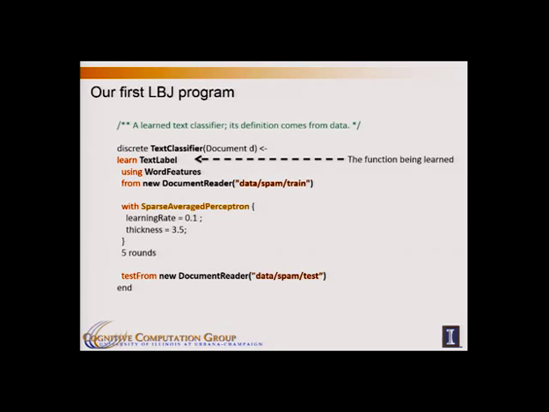We need to define the features, as I say, and then we also need to implement this document reader, so then we can read the data. Later I'm going to show you how to implement these things. And then LBJava has 7 or 8 different kinds of classifiers. So if you want to change the classifier, you can just easily change it here. For example, you can change this to use naive Bayes or another classifier.